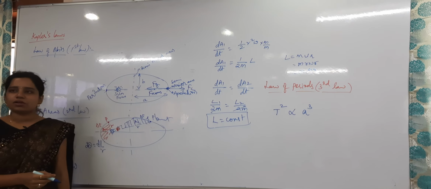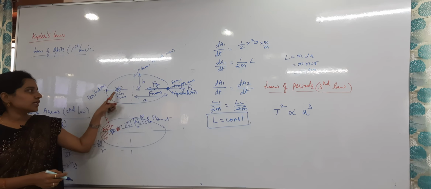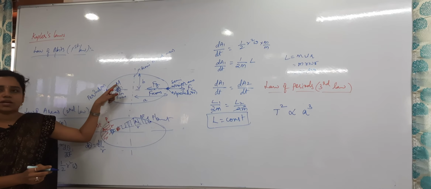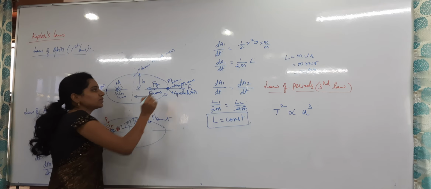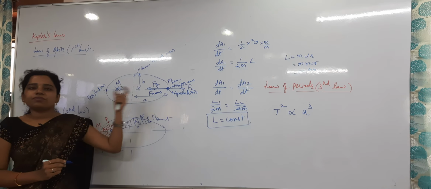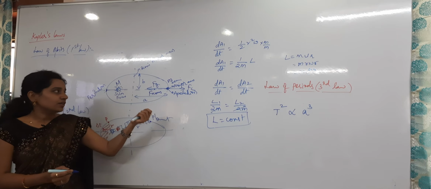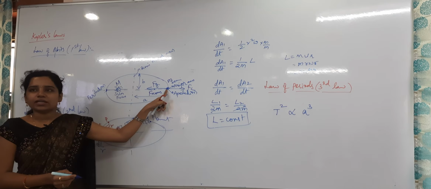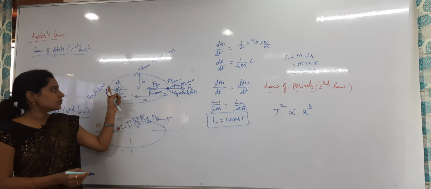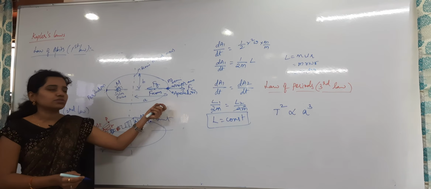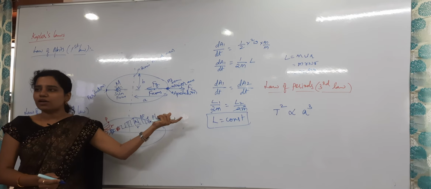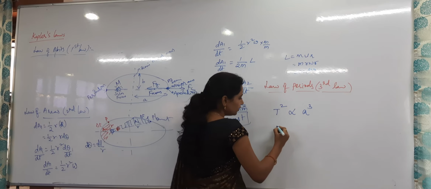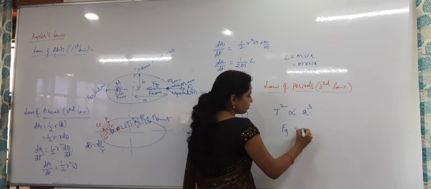Not only Earth, for any planet, the sun is the main star to revolve around. So capital M is the mass of the sun and small m is the mass of the planet. Between them what force is there? Gravitational attraction force. So G capital M small m divided by R square, the distance, is equal to mv square by R, because that is the centrifugal force.